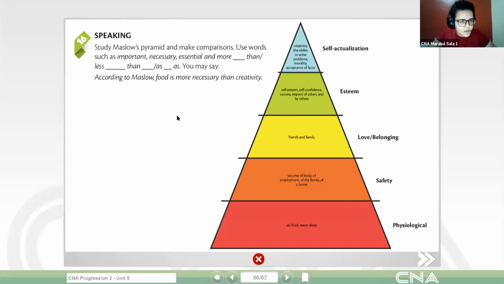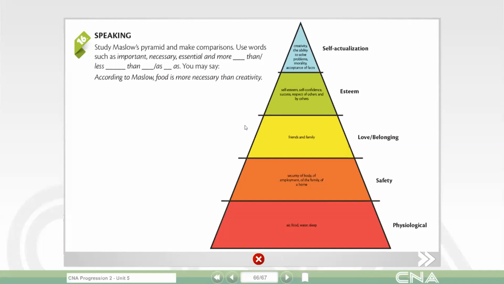So just to finish, now let's check here. I want to see each of you making a comparison using the pyramid. I'll start by giving the example. According to Maslow, food is more important than friends and family. Lisandra, make a comparison using anything in the pyramid, please. According to Maslow, self-esteem is less essential than friends. Okay, Amanda.